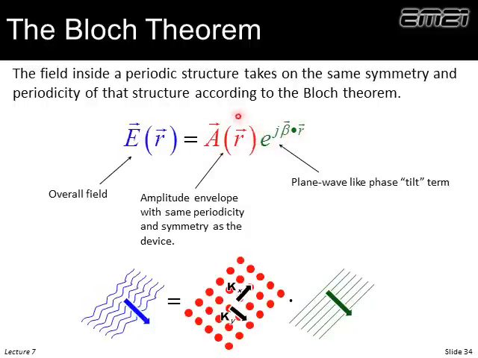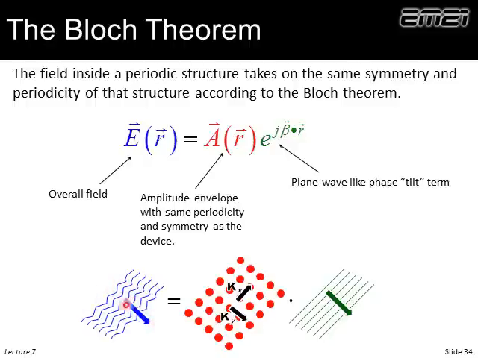And it turns out it's this amplitude here that is the thing that actually takes on the same exact periodicity as the structure that it's in. This plane wave term just looks like itself. It doesn't take on the symmetry of what it is in. It's this amplitude envelope. So the overall electric field starts to look like what I call a bumpy plane wave. So here's my cartoon drawing of a bumpy plane wave trucking along in the lower right direction.